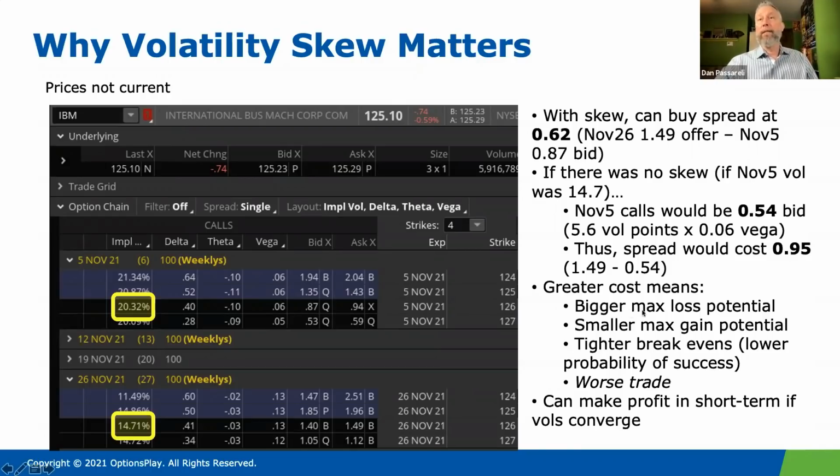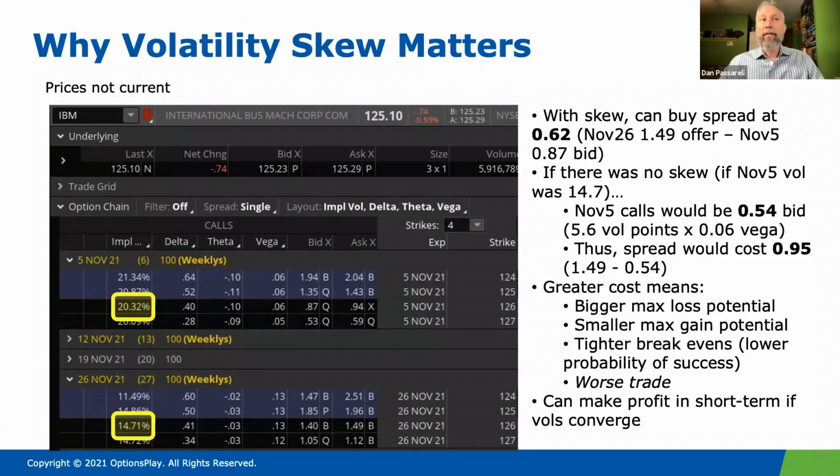That greater cost means bigger maximum loss potential. It also means smaller maximum profit potential. It also means tighter break evens, which means a lower probability of success. If there was no skew, this would be 100% a much worse trade.